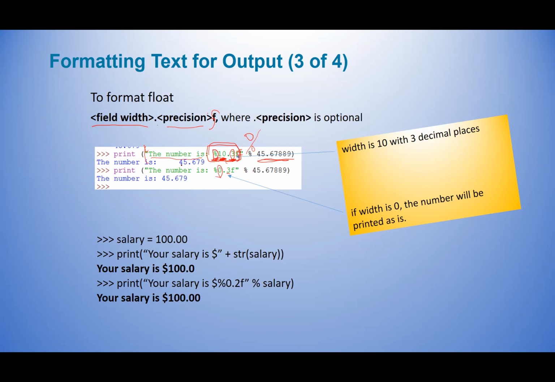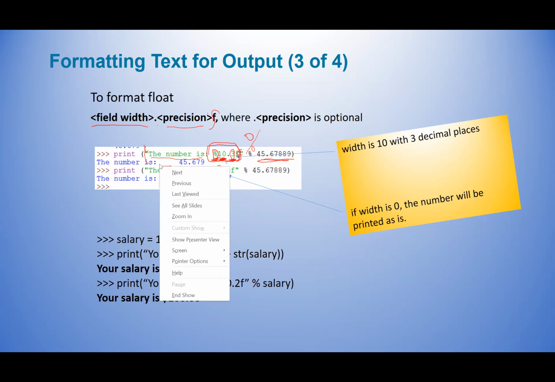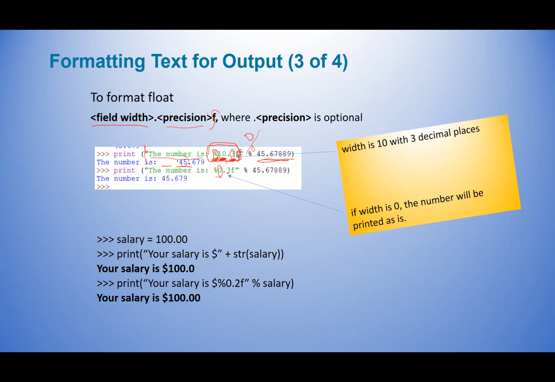So if you look at this, width is 10, so this is only 2. So it has this space, right? Right justified because it's positive. And this width is 0. It doesn't have anything.